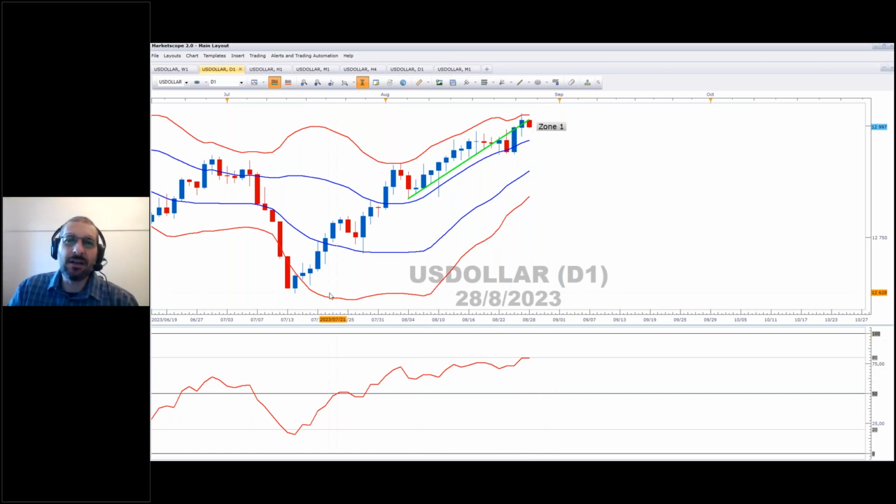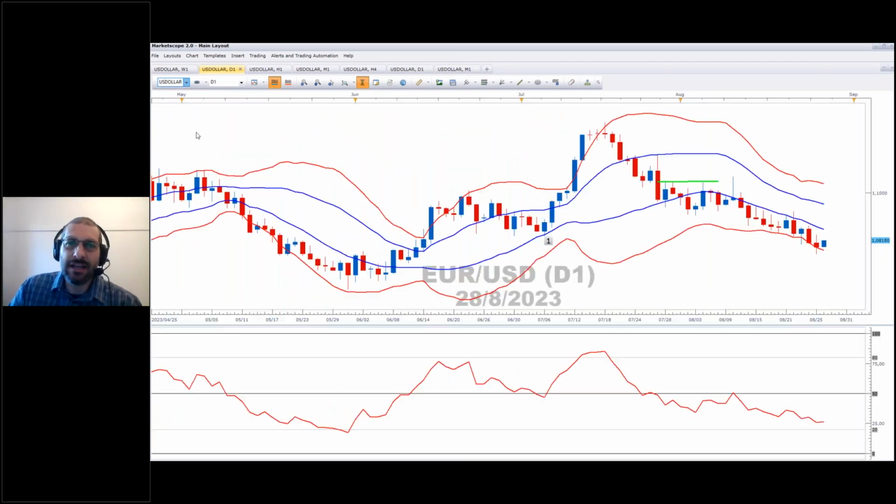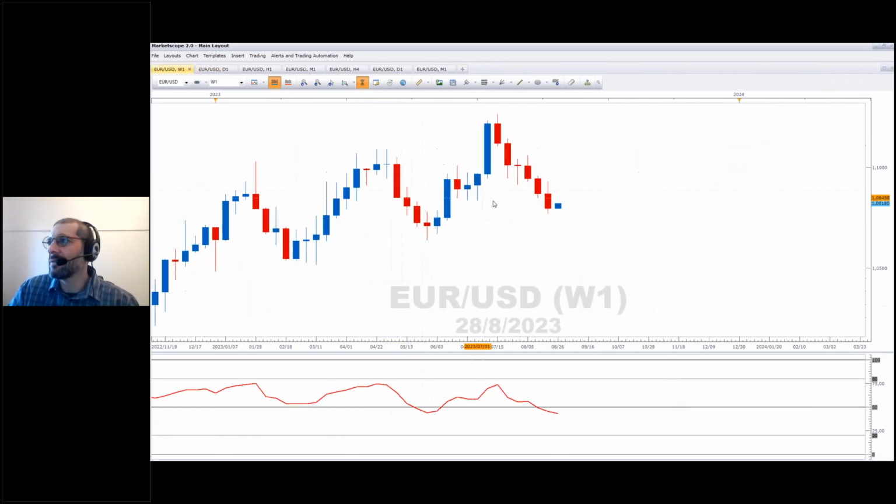All right, let's just go down to Euro US dollar. And we've got a similar issue now with Euro US dollar that we do with the dollar, in that it's fallen out of trend. It's fallen out of trend. I'll show you what I'm talking about. Let's put in our peaks and troughs here.